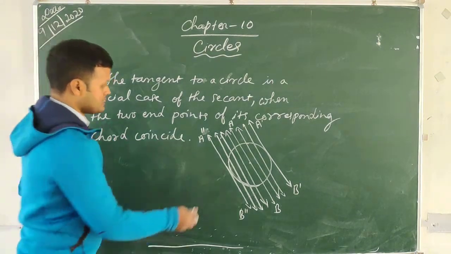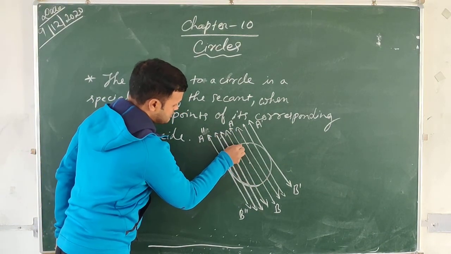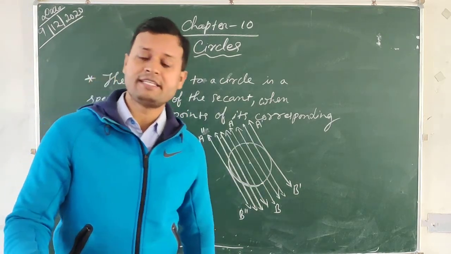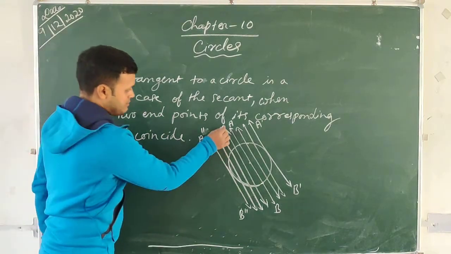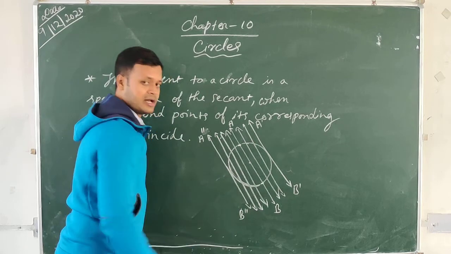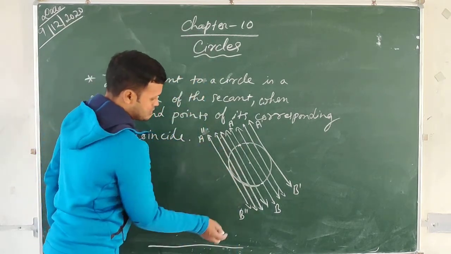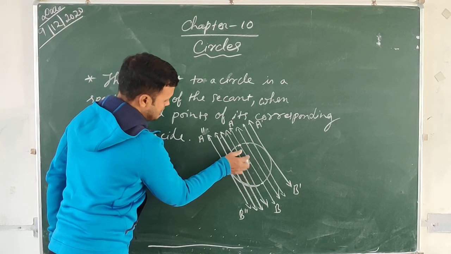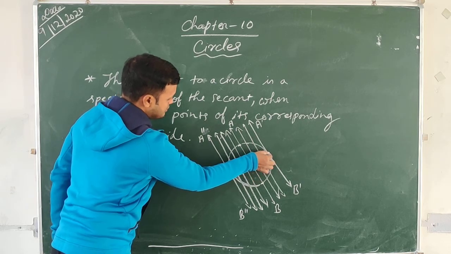That means, what is the corresponding chord? See, this AB is the secant. The corresponding chord is from this point to this point, isn't it? Chord means a line segment that touches any two points on the circumference of the circle. So if AB is the secant, then from here to here it will be the chord, isn't it? Now, what will happen if these two points coincide? As the secant gradually moves this side, this distance will keep on decreasing, isn't it? So at last the 2 points will coincide here.